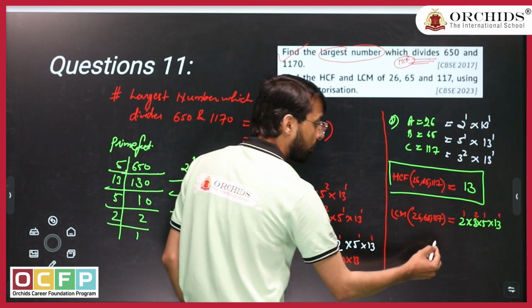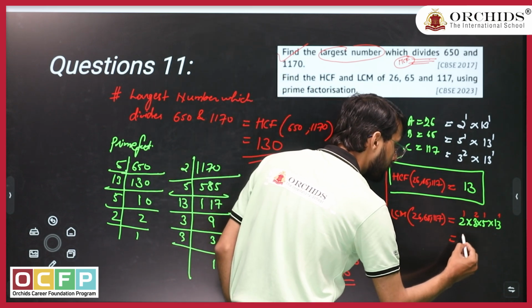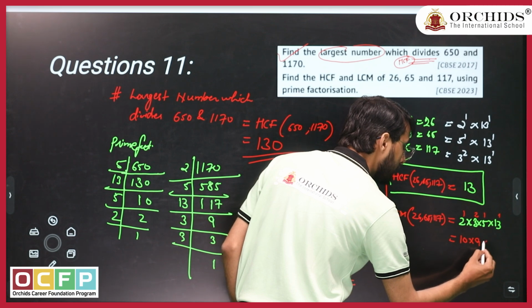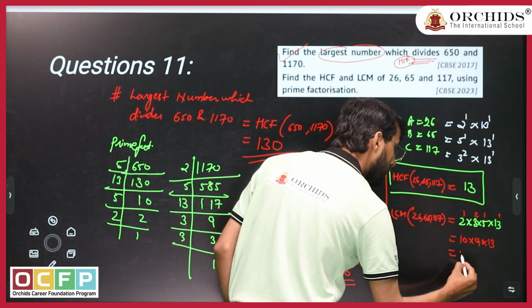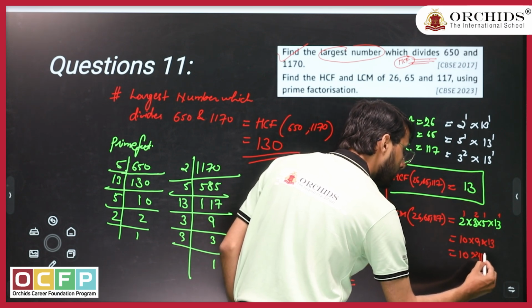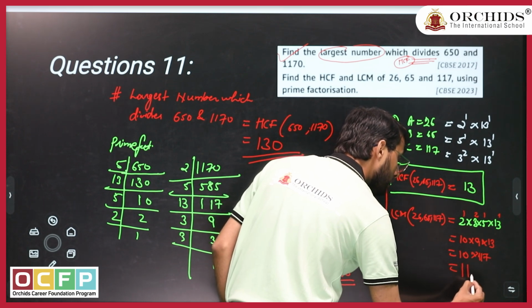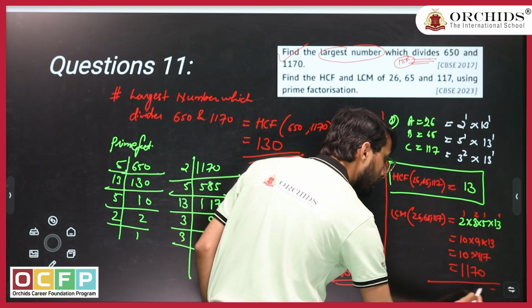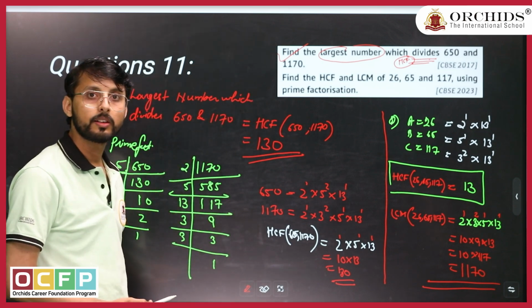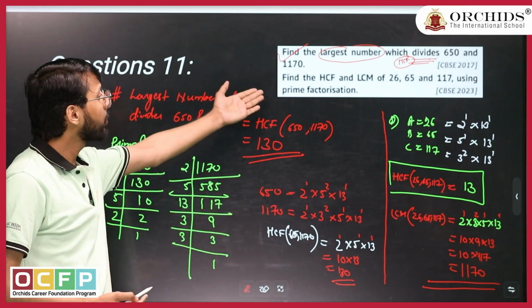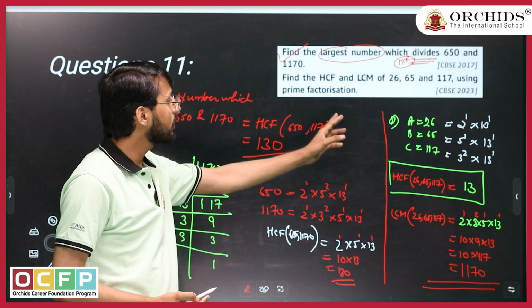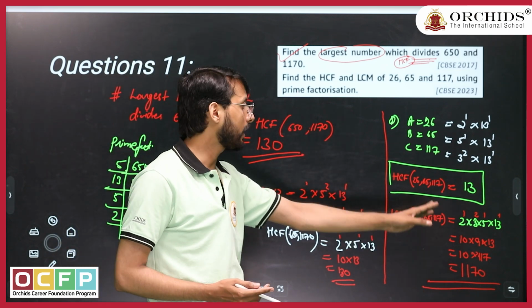Now if I multiply, what am I going to get? 2 into 5 is 10, 10 into 9 into 13, and 10 will remain 10, 13 into 9 is 117. So we got 1170 as our LCM. That's all. So with the prime factorization method, we got the LCM as 1170 and the HCF as 13.